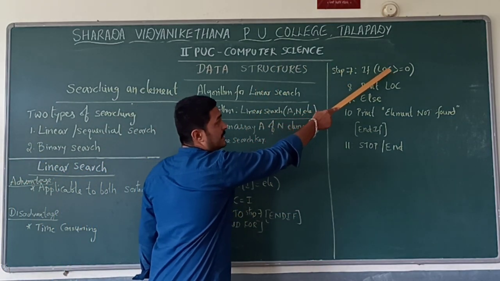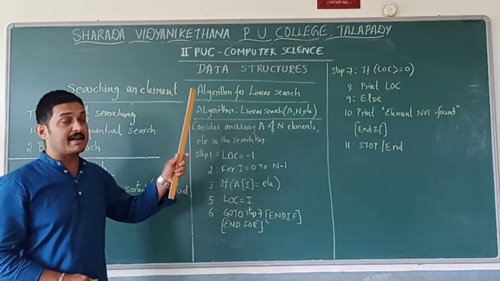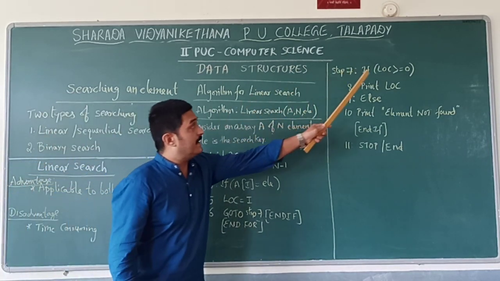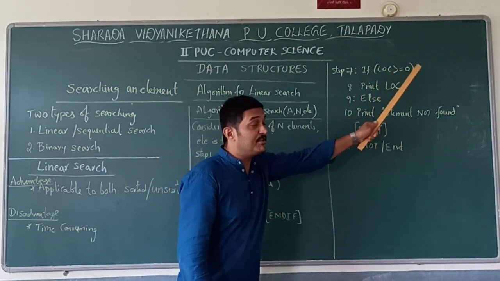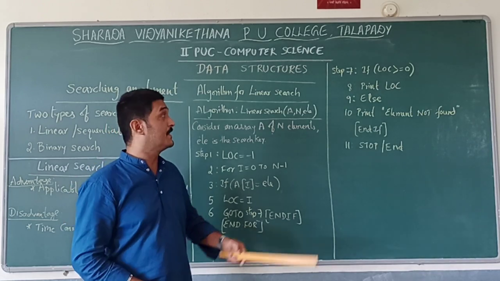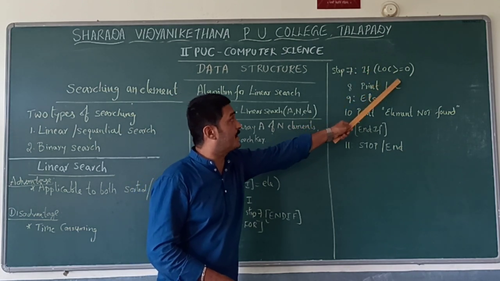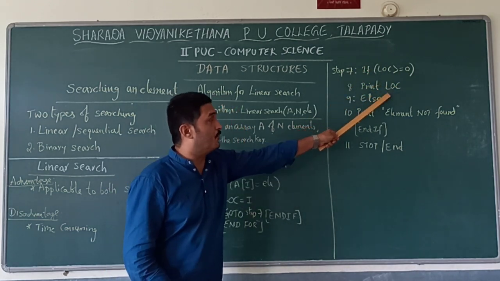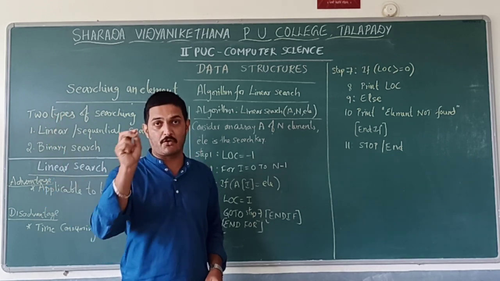If LOC is greater than or equal to 0, greater than 0 means it's okay. That means any location number. Equal to 0 means the first location is 0 itself. If the search key is present in the first location, automatically that should be equal to 0. So that's why if LOC is greater than or equal to 0, print LOC. That means we just have to specify the location. Element is found in this location.